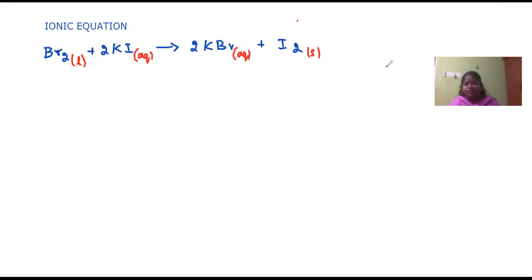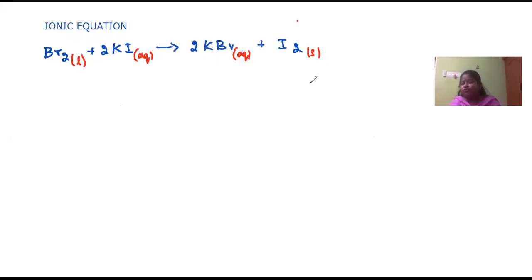Hi everyone. Most of us find it difficult to write ionic equations, right? So that's the topic today: ionic equations. We are going to see how to write an ionic equation. Over here, bromine reacts with potassium iodide, which leads to potassium bromide and iodine.